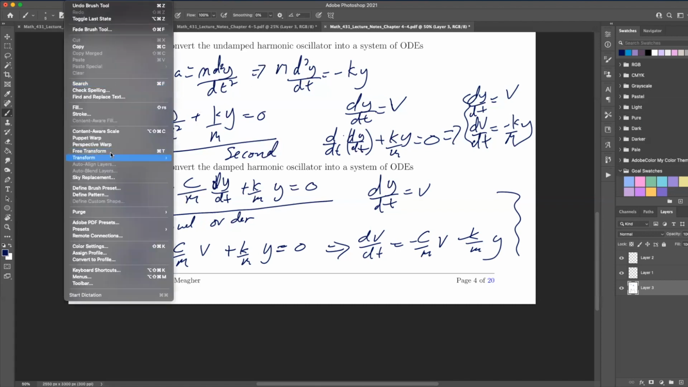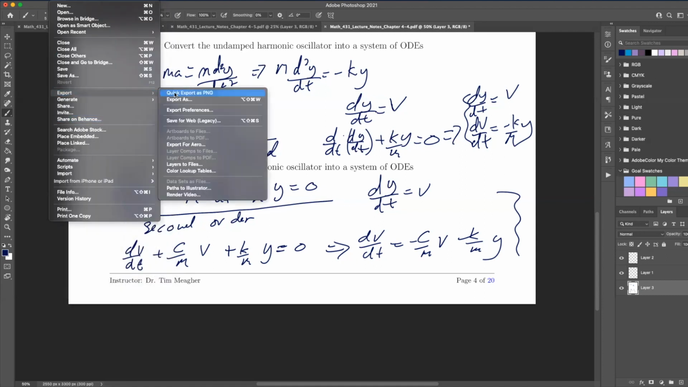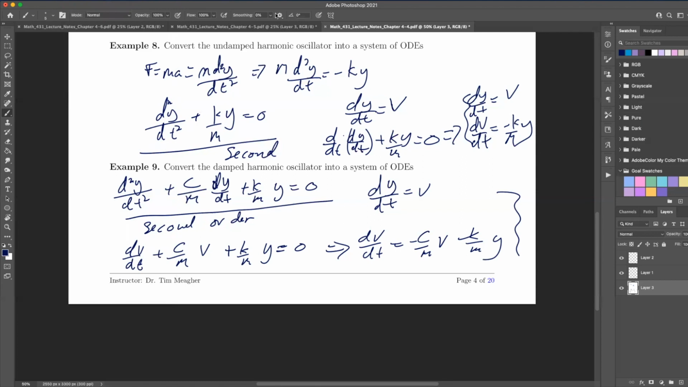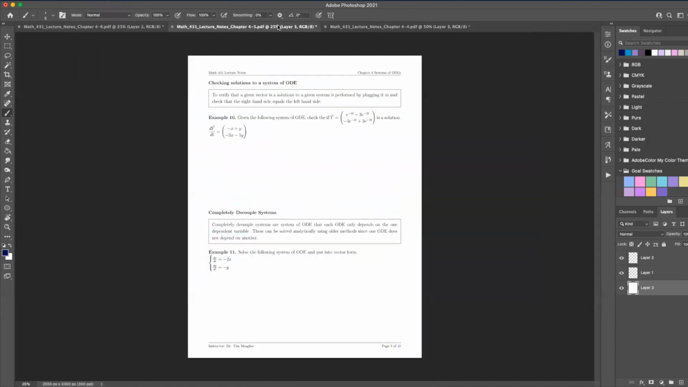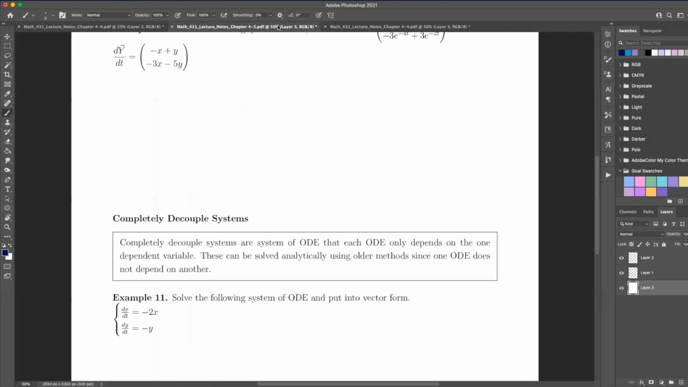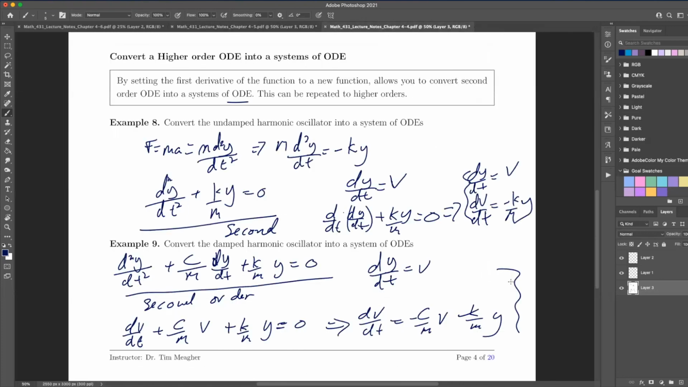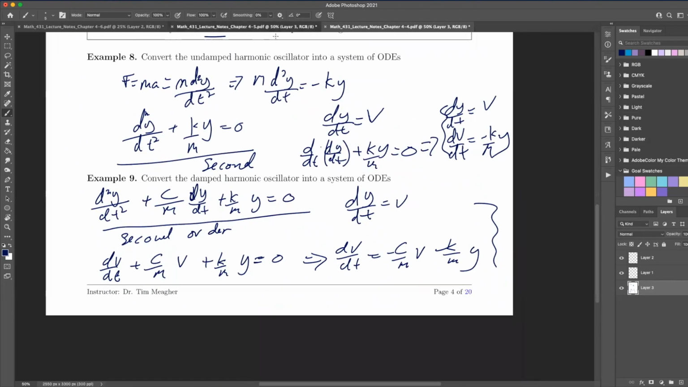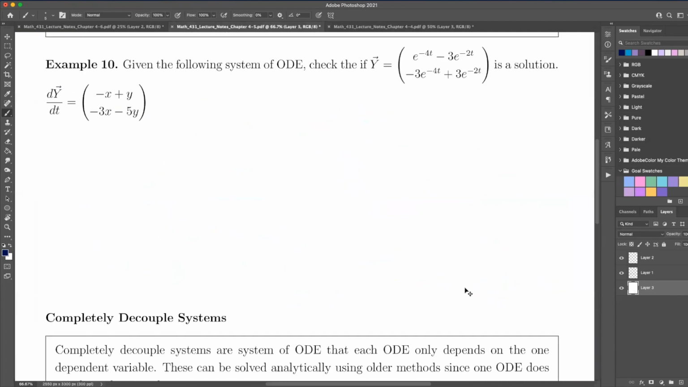So let's go ahead and export this and go to the next one. All right, Photoshop, I want to export this. Thank you. Yeah, that's fine. All right. All right, so let's actually get into solving some things. Any questions on any of this? I don't see them. Okay. All right.